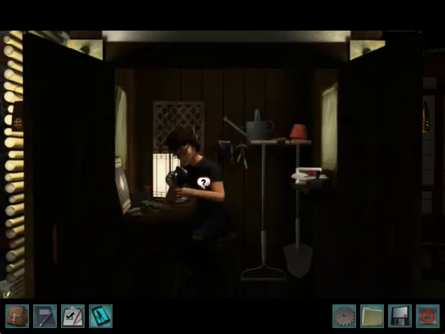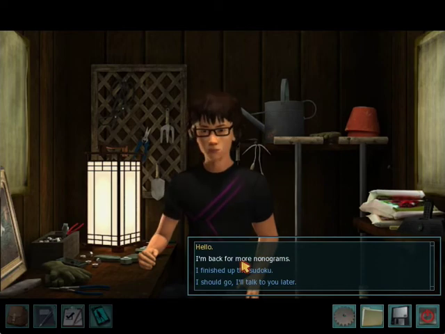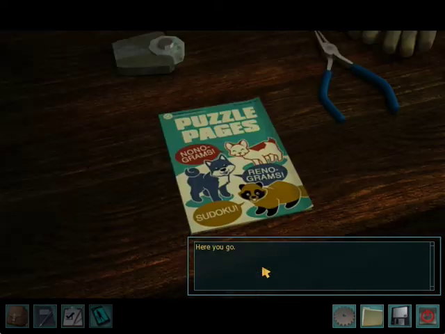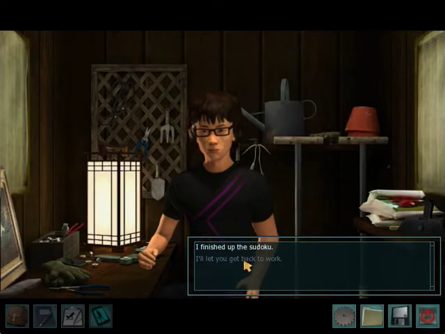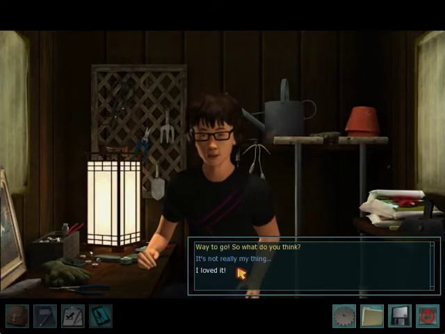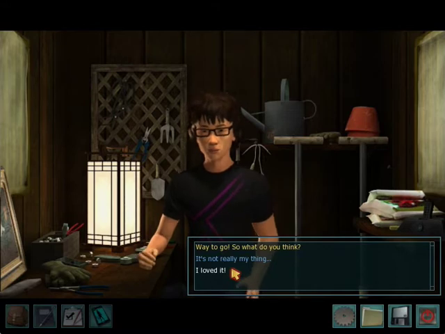Let's report to Rentaro. Hello. I'm back for more nonograms. Here you go. I finished up the Sudoku. Way to go. So, what do you think? I always like Sudoku. I loved it.